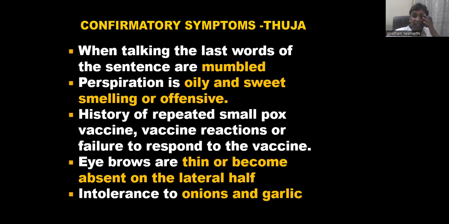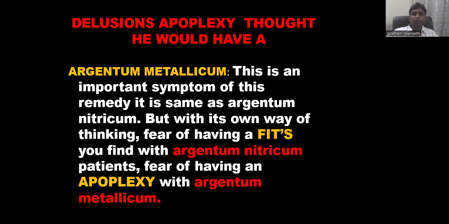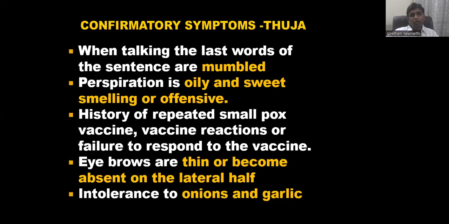And you can see that the eyebrows are very thin. And the sweat is very oily, sweet smelling. When they speak the last word, they get mumbled up. If you see these confirmatory symptoms along with that delusion, think of prescribing Thuja. And forked stream of urine. Urine they pass in a forked stream. So this is what Thuja speaks about.